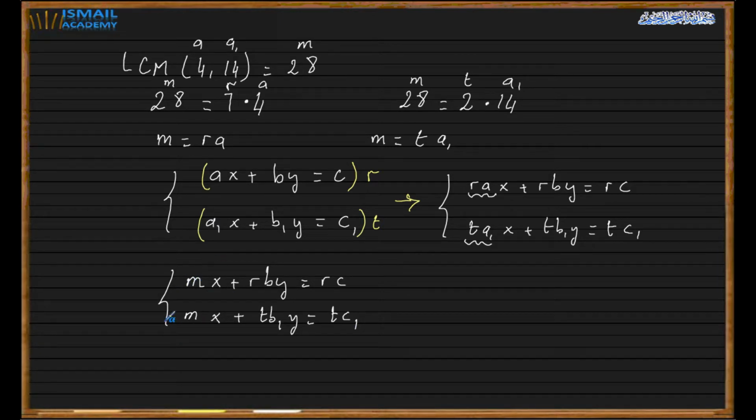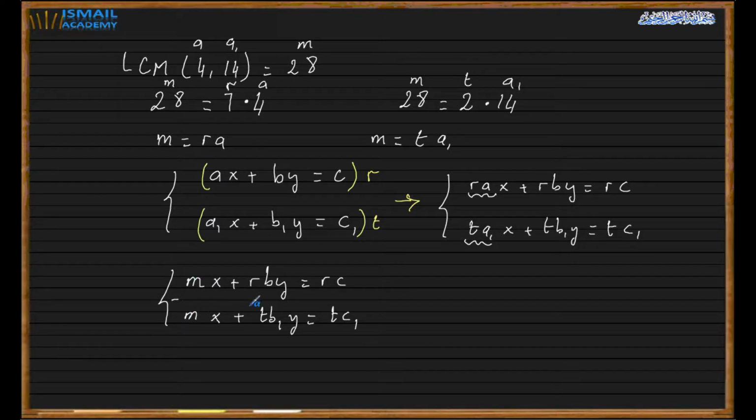The signs can be the same, or they can be different. If those have the same sign, we subtract both equations. If they have different signs, we add the equations. So let's assume the signs are the same.